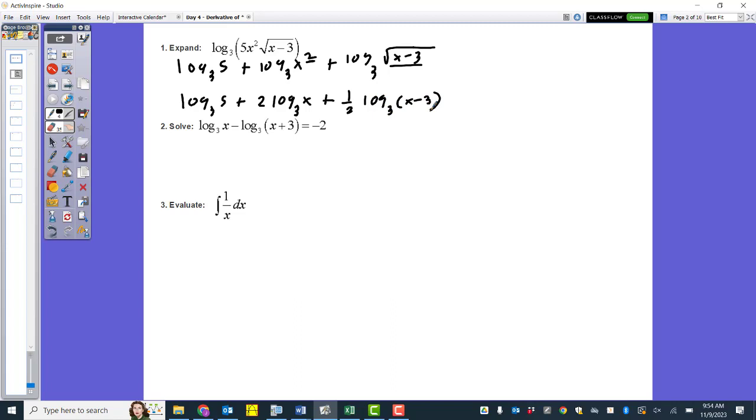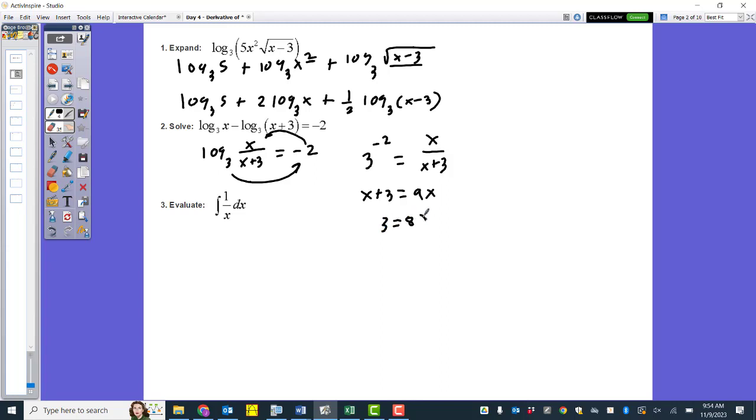We can solve logs by combining through these same processes. All right, so here we have a subtraction, which means we can combine these logs into division. Log base 3 of x over x plus 3. And then we can undo a log by changing it to an exponential. So we can say 3 to the negative 2 power equals x over x plus 3. Rearrange and solve, so x plus 3 equals 9x, 3 equals 8x, x equals 3 over 8.